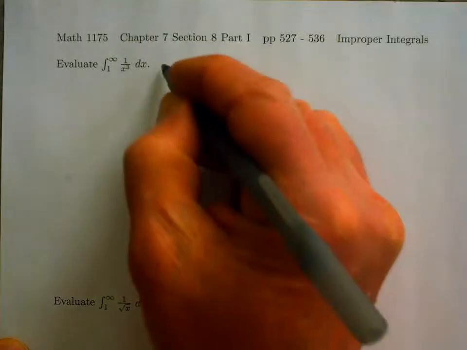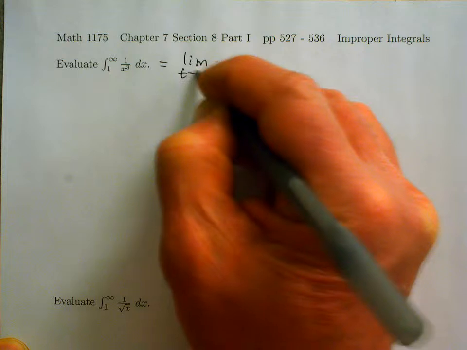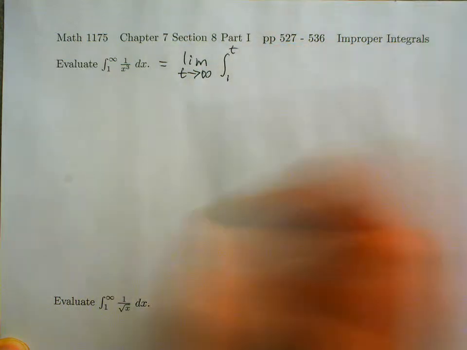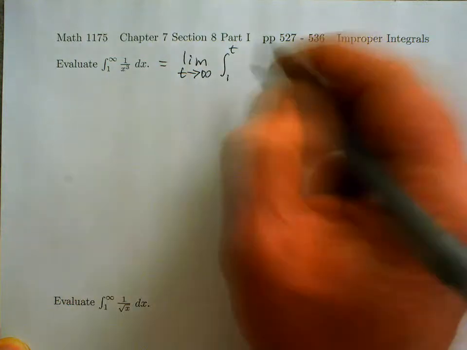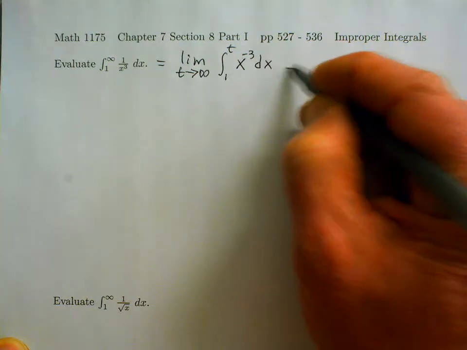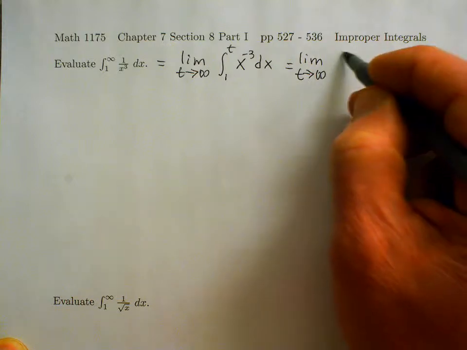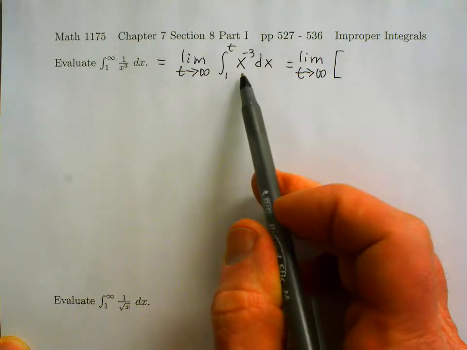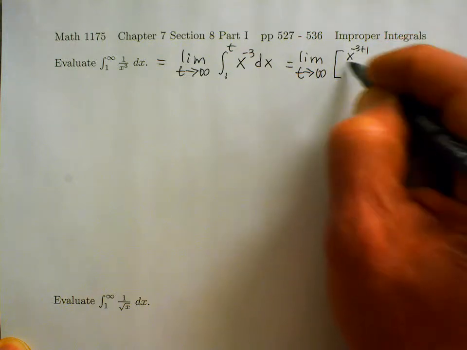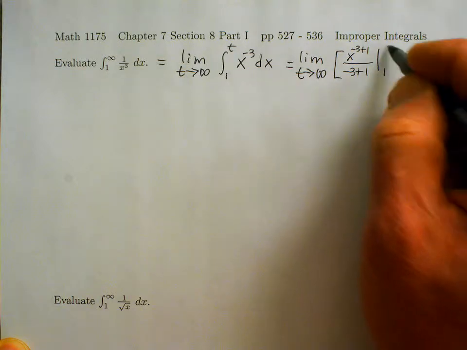Okay, let's work this one out. Let's write this as the limit as t approaches infinity of the definite integral from 1 to t. Instead of writing 1 over x to the third, I'll write x to the negative 3. The limit as t approaches infinity, an antiderivative of x to the negative 3 is x to the negative 3 plus 1 over negative 3 plus 1. We'll evaluate that from 1 to t.